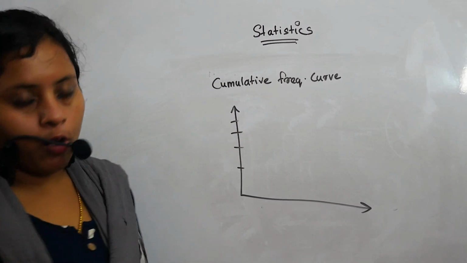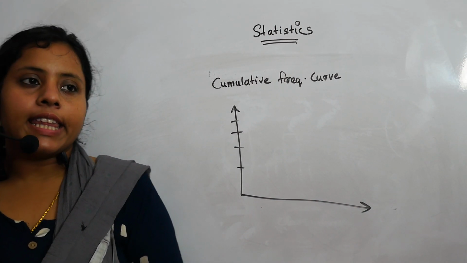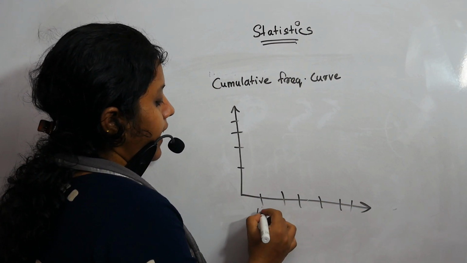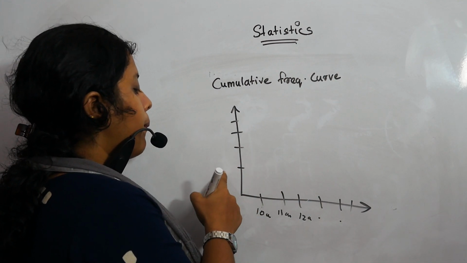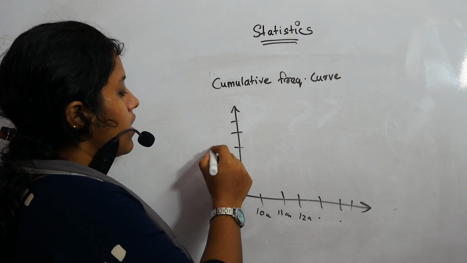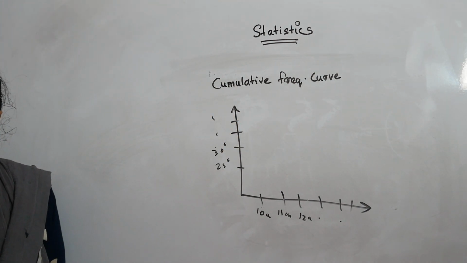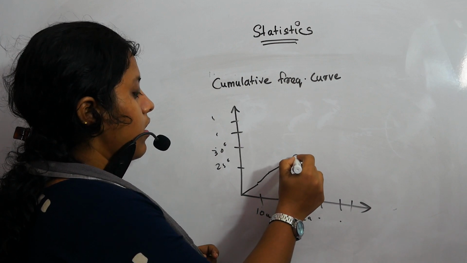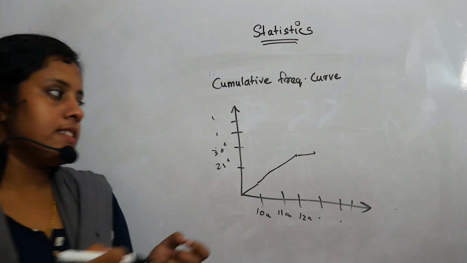Suppose we are plotting temperature and time. Then cumulative frequency will be provided here, like 10 a.m., 11 a.m., 12 a.m., and upper limits will be plotted here, 25 degrees Celsius, 30 degrees Celsius, like that. Then if we draw a curve, that is known as ogive.